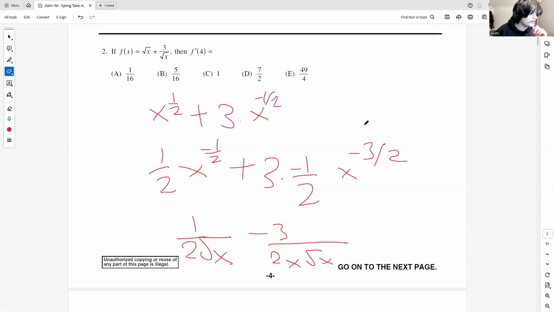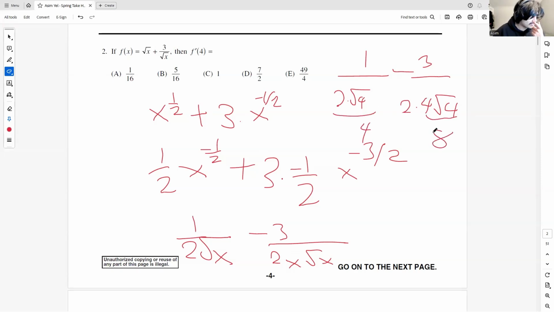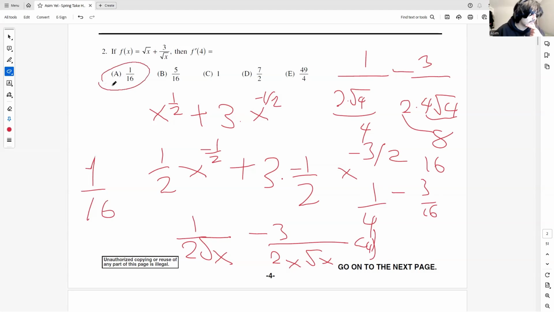Now, plugging in 4, I should get 1 over 2 times radical 4 minus 3 over 2 times 4 times radical 4. This gives me 2 times 2, 4, 2 times 4, 8, 8 times 2, 16. So 1 over 4 minus 3 over 16. If I convert to a common denominator of 16, I would get 1 over 16 as my answer choice.